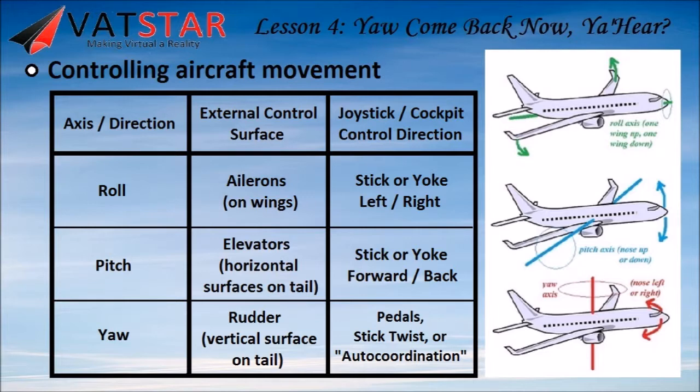Now be careful. When we get into a later lesson, we're going to talk about the mechanics of a proper airborne turn, and in that we're going to discuss turn coordination. That's not the same thing as auto-coordinating the rudder and ailerons. It's close, but it's different. So keep that in mind for later. But for now, just know that using auto-coordination is a way to control your rudder if you don't have pedals and your stick doesn't twist.